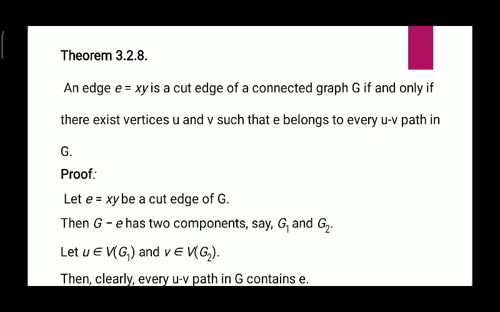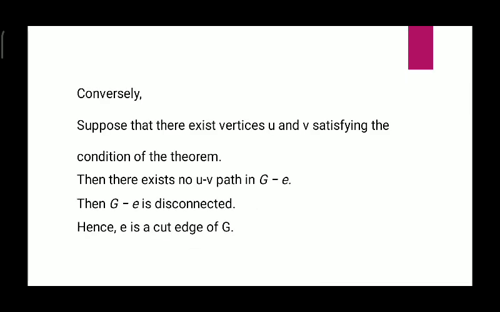If I take U belonging to V of G1 and V belonging to V of G2, then clearly every UV path in G contains the edge E. Conversely, suppose there exist vertices U and V satisfying this condition of the theorem. Then there exists no UV path in G minus E. Therefore, G minus E is disconnected. Hence, E is a cut edge of G by the definition of a cut edge.